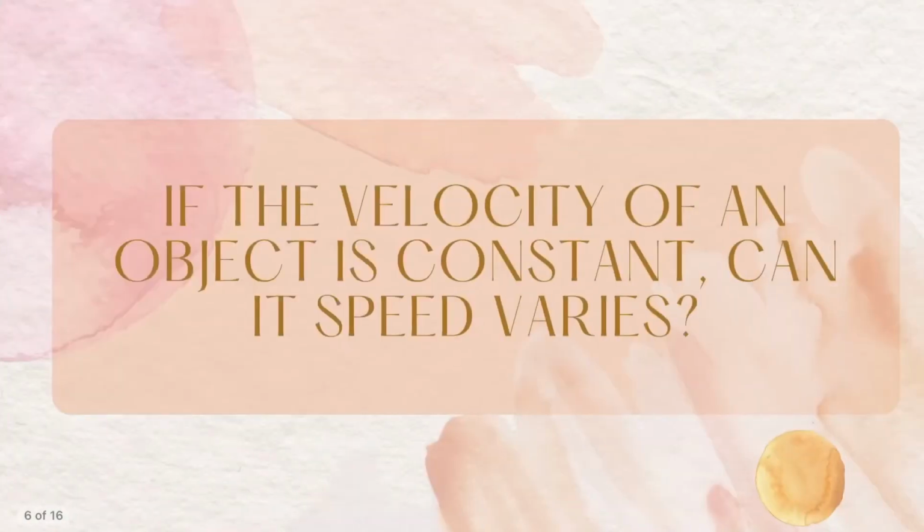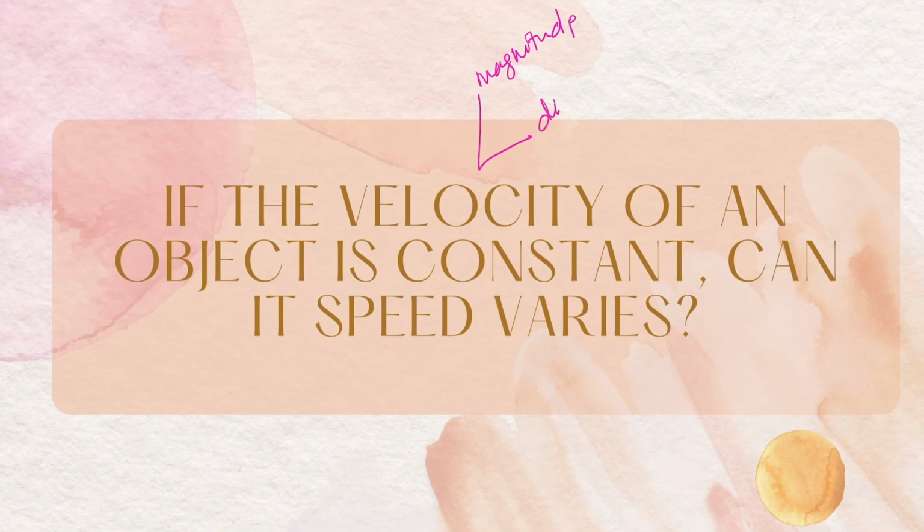Okay, the next question: if the velocity of an object is constant, can its speed vary? Can or not? We said that for velocity, it must have magnitude and also direction. This means that if the velocity is constant, the magnitude is constant and the direction is also constant. So the speed cannot vary, because speed is equal to the magnitude of velocity.